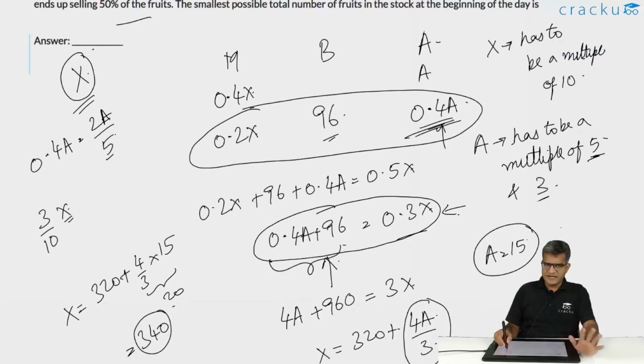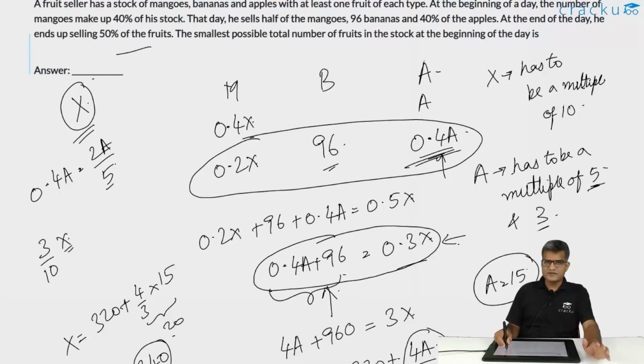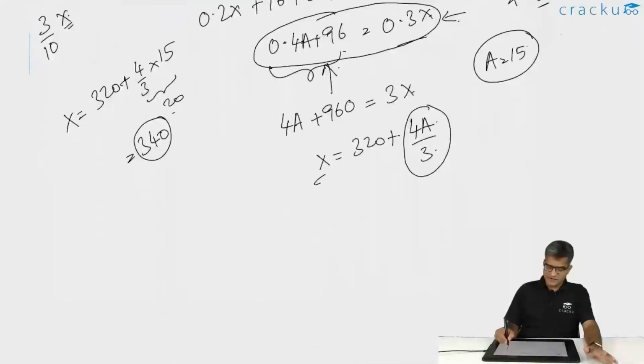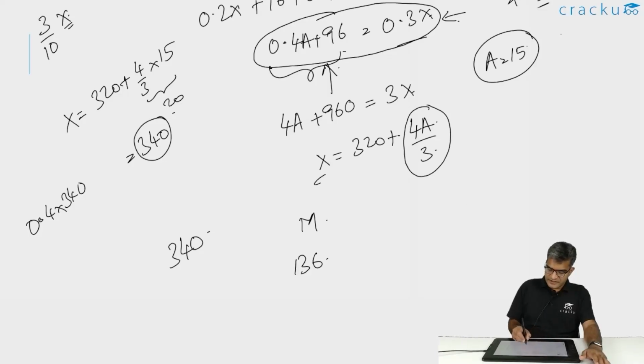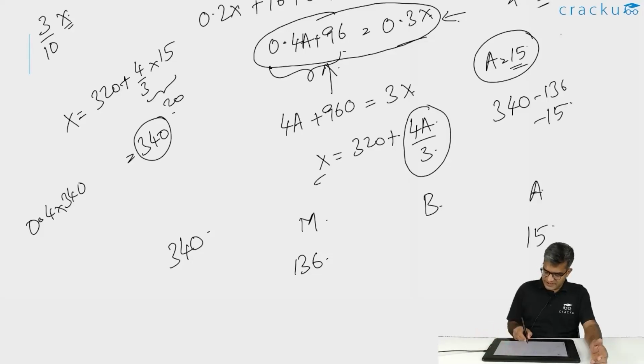Just to ensure that we didn't make any mistake, let us try to put the values and confirm that it is the case. So if the total number of fruits initially is 340, the number of mangoes will be 40% of 340, which is equal to 136. The number of bananas we don't know, but the number of apples is a, which is 15. The remaining have to be bananas, which will be equal to 340 minus 136 minus 15. This will be, I think, 189.